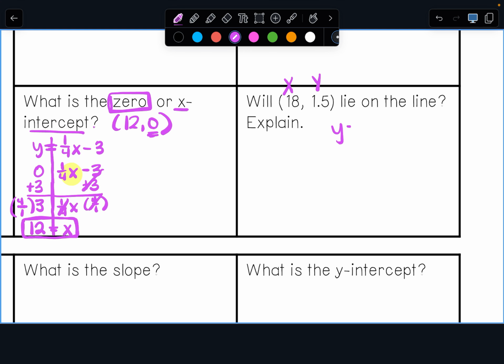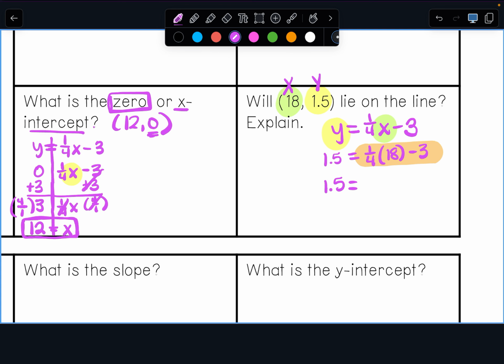We have an equation. That equation is y is equal to 1/4 x minus 3. You can replace the y with the 1.5. You can replace x with the number 18 and solve. 1.5 equals... You can put the whole right side of the equation into the calculator. And you get 1.5 is equal to 3 over 2.